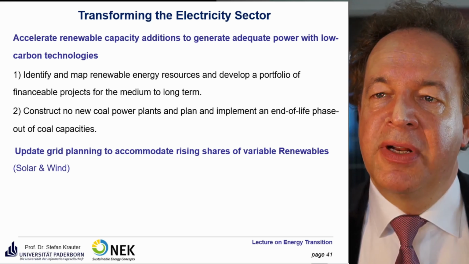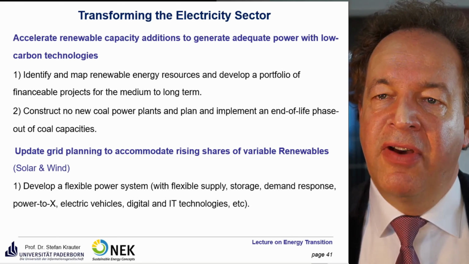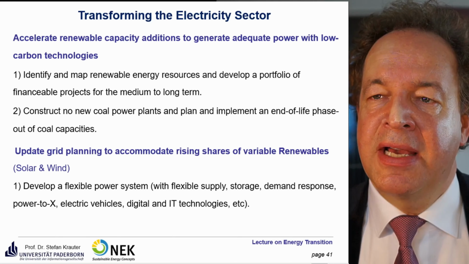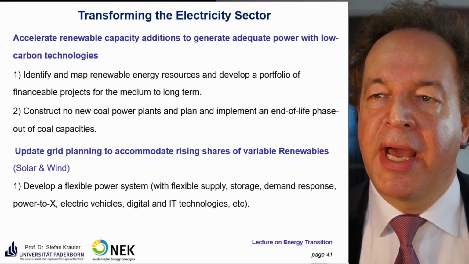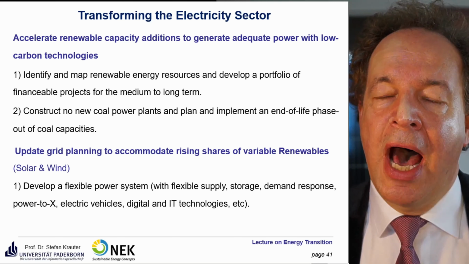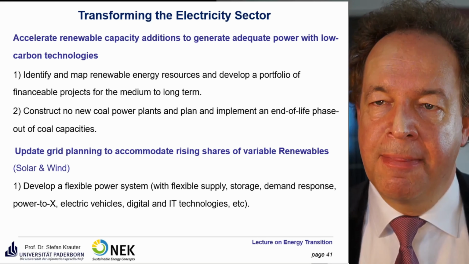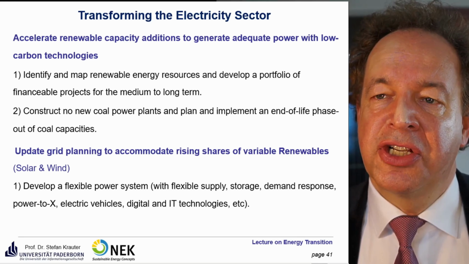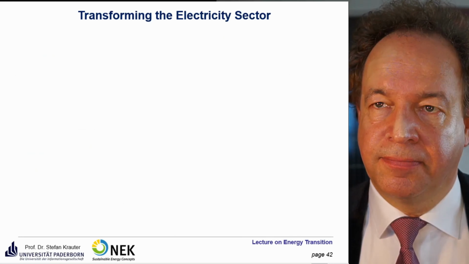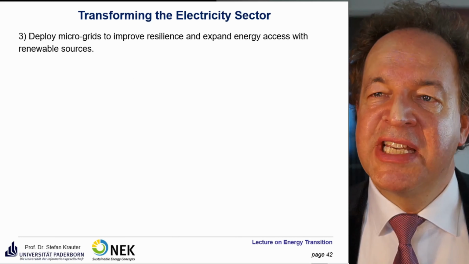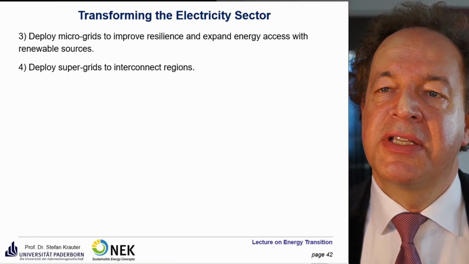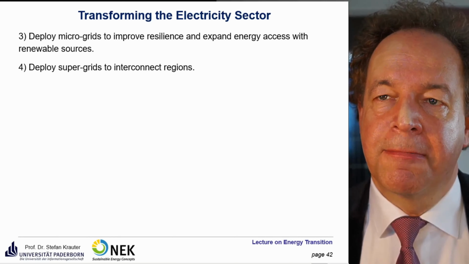Update grid planning and accommodate rising shares of renewables for solar and wind. Develop flexible power systems, which we discussed a little bit already. This means a flexible supply, storage, demand response, power to X. That means we transform electricity via electrolysis into hydrogen or even methane. The use of electric vehicles and digital and IT technologies. Update of the so-called grid codes. Deploy microgrids to improve resilience and expand energy access with renewable sources. Deploy supergrids to interconnect regions or even continents.